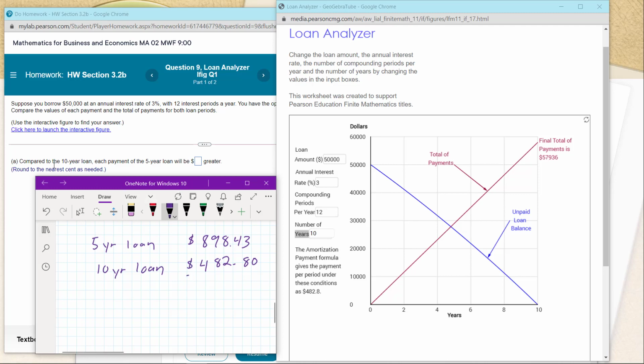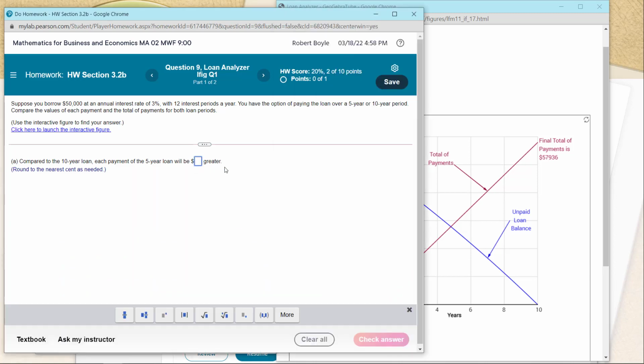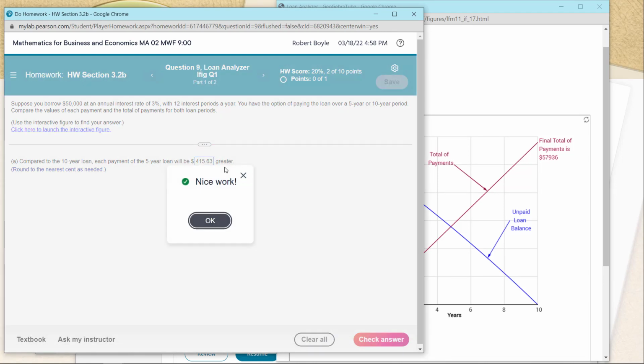And they are asking to compare to the 10-year loan. Each payment in the 5-year loan is going to be X number of dollars greater. Well, that's just going to be $898.43 minus $482.80. That is going to give a difference of $415.63. So that's what we want to put in here, 415.63. And there we go.